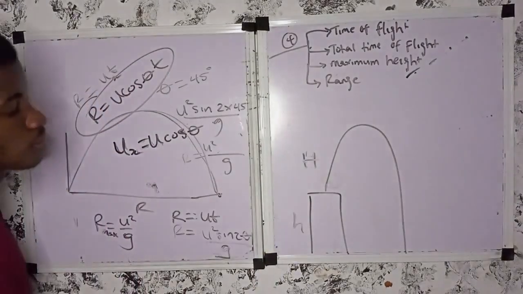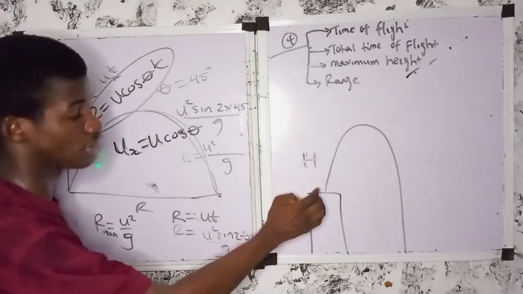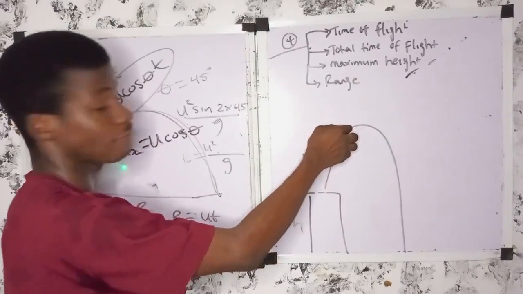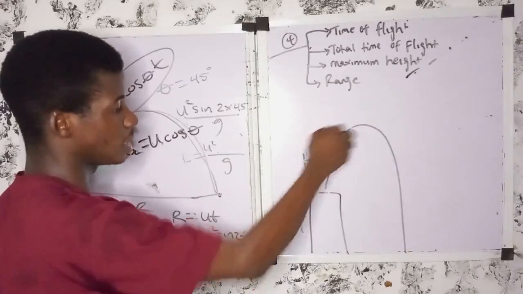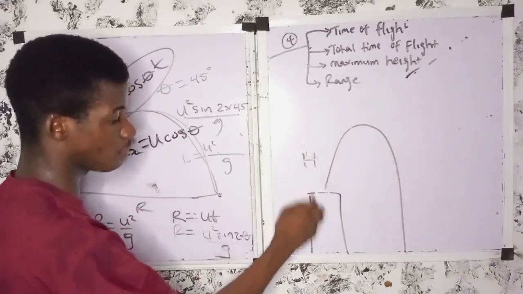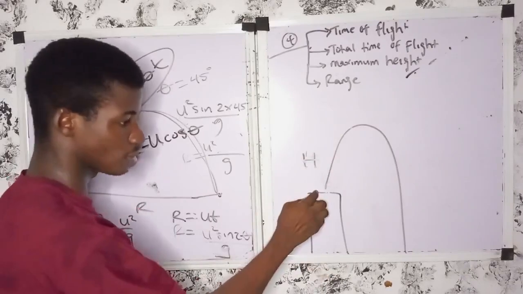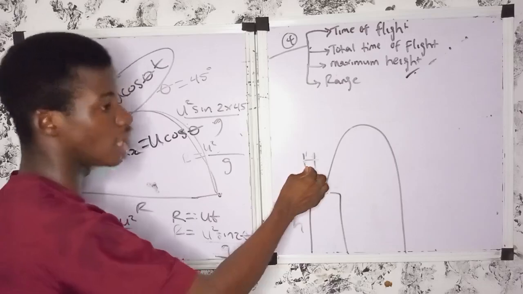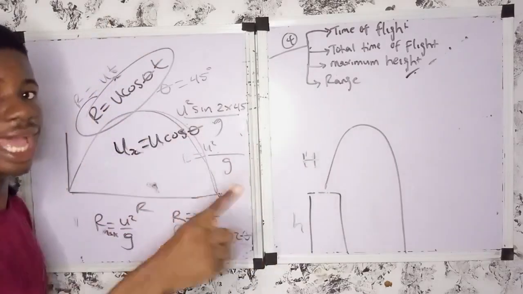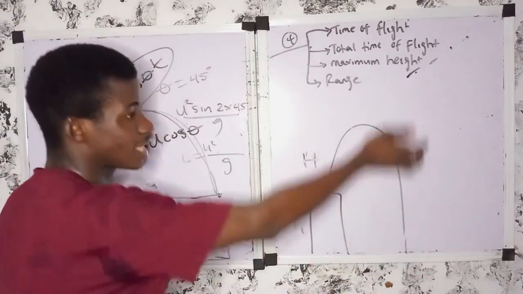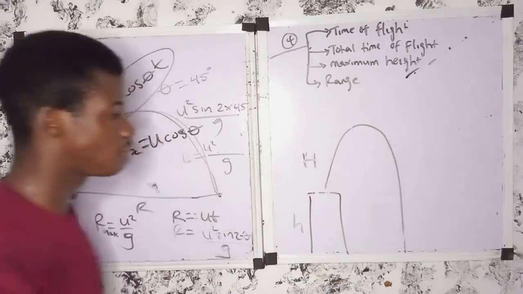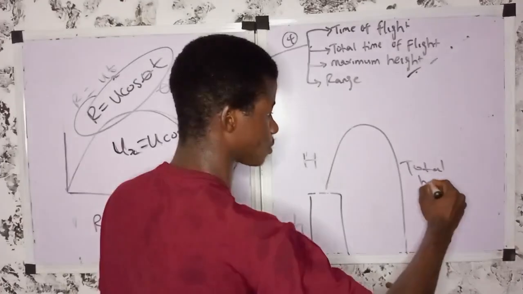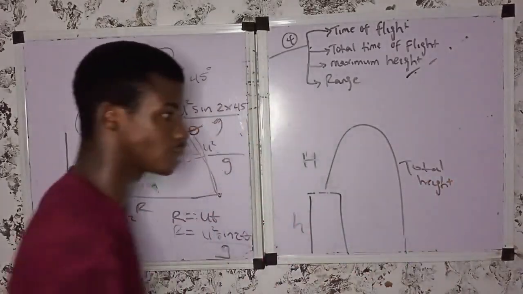So this one is the height of the tower, while this one is the height it takes to reach the maximum height. From here to here is this h. From the ground to this is the height of the tower, while from the tower to the maximum height is that. So the total height, from here to here, let me say that is the total height.